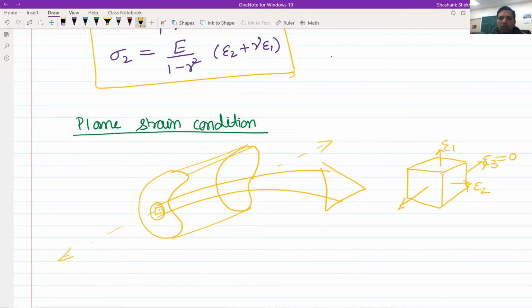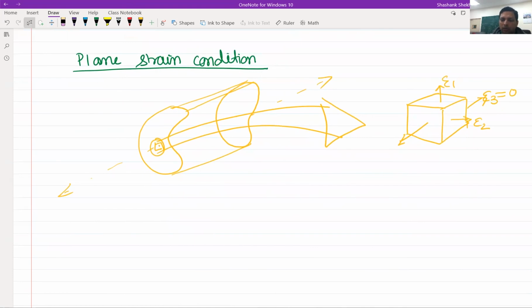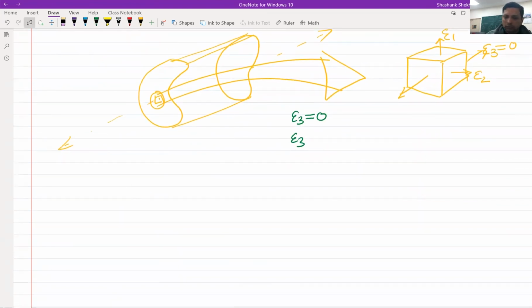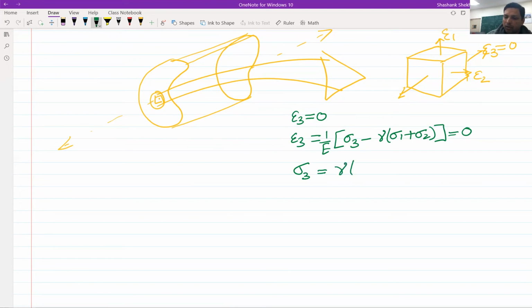And as I mentioned, this is also very meaningful and you find it very frequently in engineering applications. Now when you have a condition like this and you put in the values, you would see that the equations again simplify. Now that we have epsilon 3 equal to 0, we can write the equation like this. Epsilon 3 is equal to 1 by E, and this is zero. So basically what you get is that sigma 3 is equal to nu times (sigma 1 plus sigma 2). And now that you have this new relation for sigma 3, you can insert it into the equations for epsilon 1 and 2. And therefore what you get for epsilon 1 and 2 are like this.